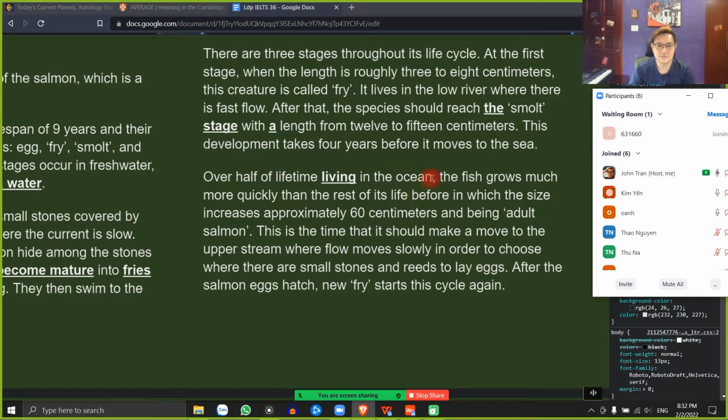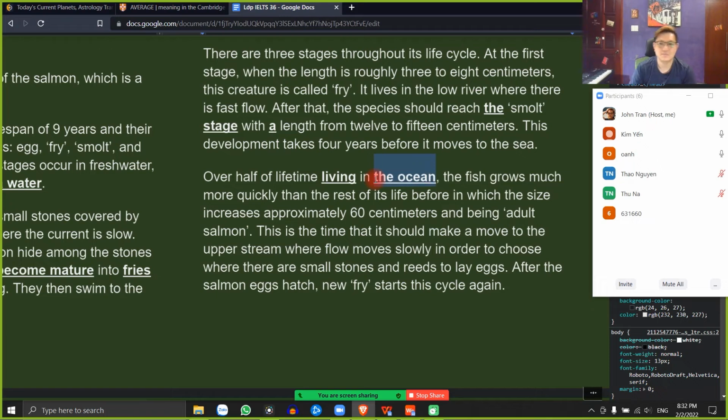In the ocean. Biển đại dương cũng như nhau thôi, it's the same thing. Biển đại dương. The fish grows much more quickly than the rest of its life before. Con cá nó phát triển nhanh hơn rất nhiều so với lại phần còn lại của cuộc đời của nó ha. Than the rest of its life before. Cuộc đời trước của nó cũng được, cuộc đời trước của nó. Than the rest of its previous life, no.